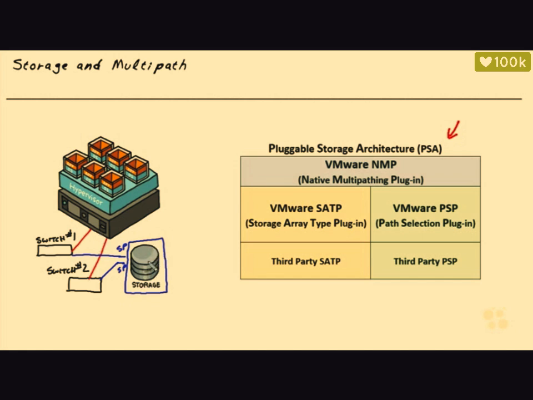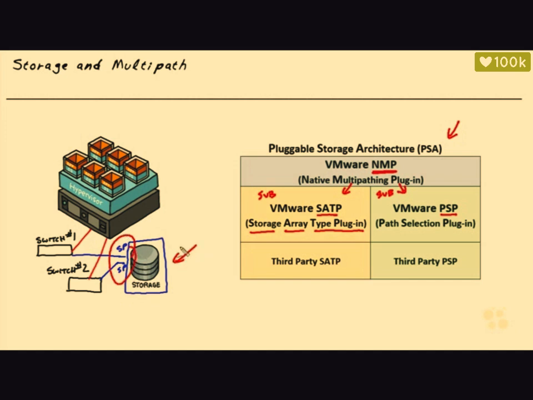And out of the box, VMware has a native multipathing plugin. It's called NMP. That's the acronym for short. And as part of the VMware native multipathing plugin, there are two categories, if you will, of sub-plugins. One is SATP and the other is PSP. The SATP is an acronym for the Storage Array Type plugin. And the SATP is responsible for storage array specific operations.